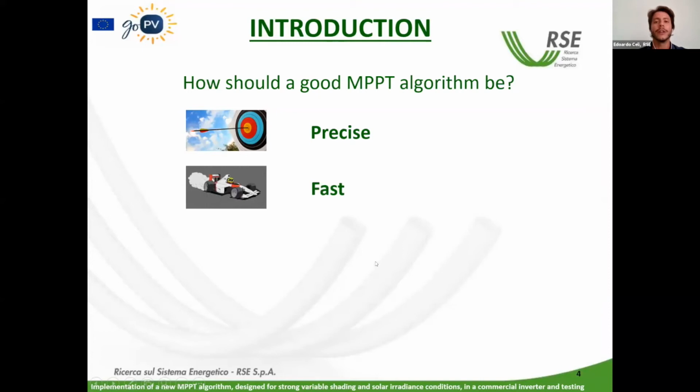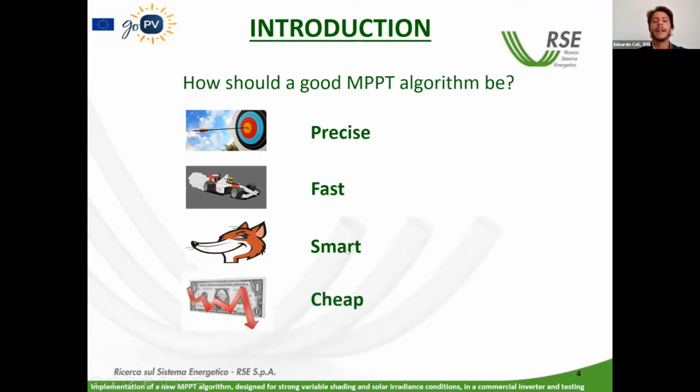It should be fast in order to track rapidly the maximum power point during the PV curve transitions. It should be smart. It means that the MPPT algorithm should be able to understand and recognize when the maximum power point has moved or is moving along the PV curves. Finally, it should be cheap. It means that the MPPT algorithm must not increase the PV system costs, and in particular the inverter costs. In general, it must avoid energy losses.